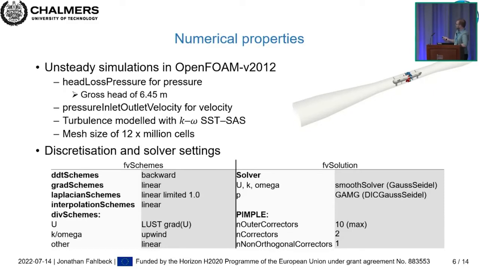We use the smooth solver together with Gauss-Seidel for velocity, K and omega, whereas we use the GMG solver for pressure. We use the PIMPLE algorithm, which in this work is configured to have a maximum of 10 outer corrector loops and 2 inner corrector steps, plus 1 non-orthogonal corrector. But we have some convergence constraints. Usually we attain a converged solution within 3 to 4 outer corrector steps.